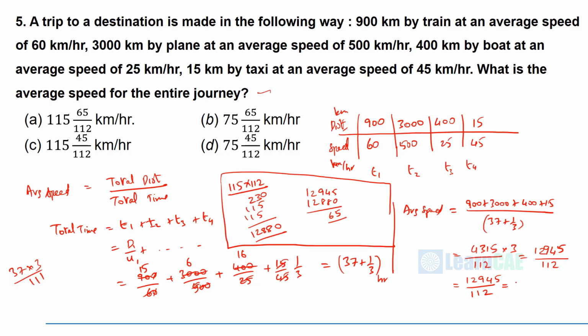So this is equal to 115 into 112 plus 65 divided by 112. So this is equal to 115 and 65 by 112. So the answer should be A.